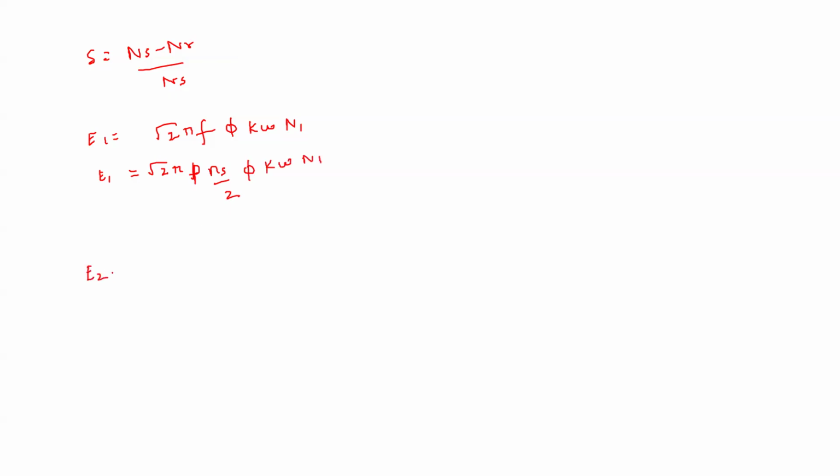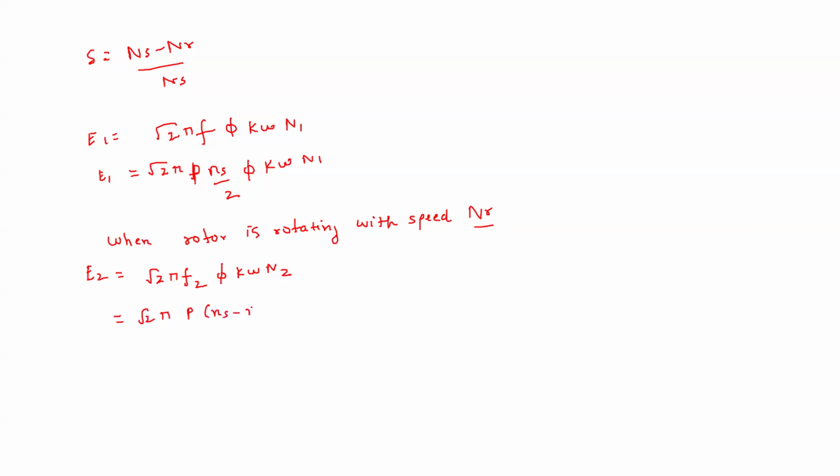E2 is what? When the rotor is rotating with speed nr, E2 becomes root 2 pi f 2 pi k omega n2. This is root 2 pi f p (ns minus nr) by 2 pi k omega n2.